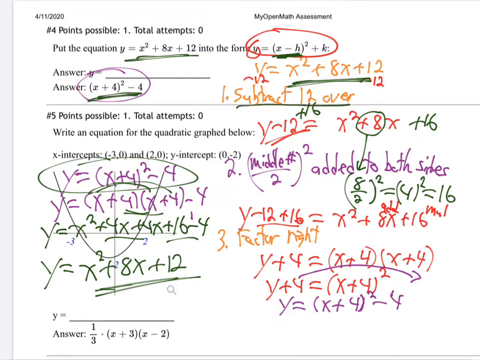You first, by subtracting the 12 over, you get just the x squared and the x on one side, and then you take, here's the magic part, the middle number over 2, middle number over 2 squared, that's 4 squared, 16, and you add that to both sides. That does the magic. That gives the left side just what it needs to factor as a square. That works perfectly. So the right side will factor as the same thing twice, which means squared. That's what made it happen.